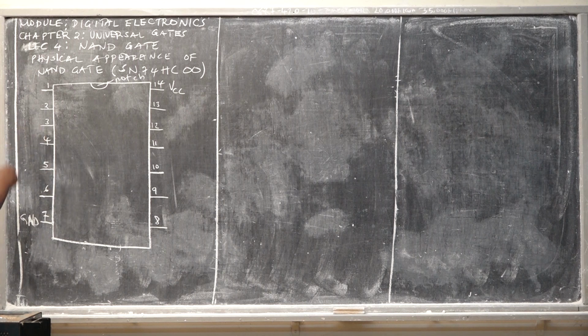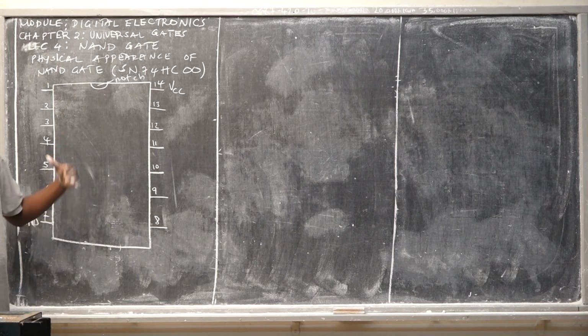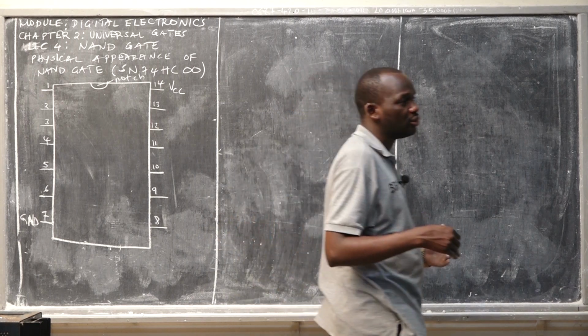Then we have 12 pins remaining: 1, 2, 3, 4, 5, 6 and then 7, 8, 9, 10, 11, 12. All of these 12 pins, some of them will be used as input pins, and some of them will be used as output pins.